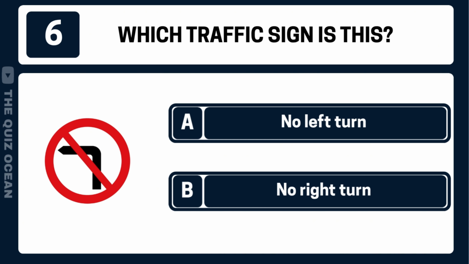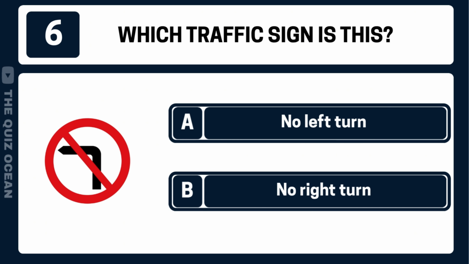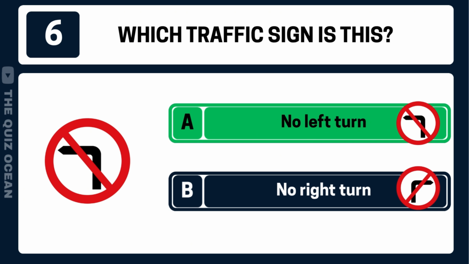Which traffic sign is this? A. No left turn. B. No right turn. The answer is A. No left turn.